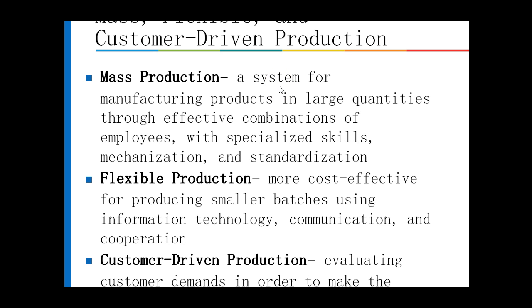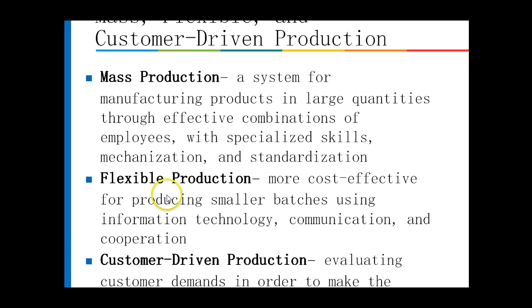Mass, flexible, and customer-driven production. I would say for machinery or cars, mass production allows you to make products in large quantities and combinations. Also, specialized skills. So, using mechanized operations, you can streamline some costs and be more efficient in your services.